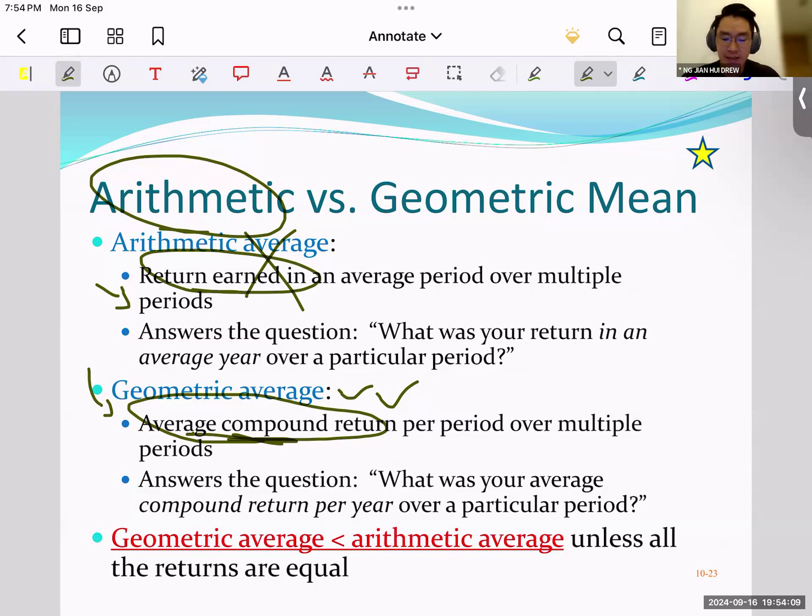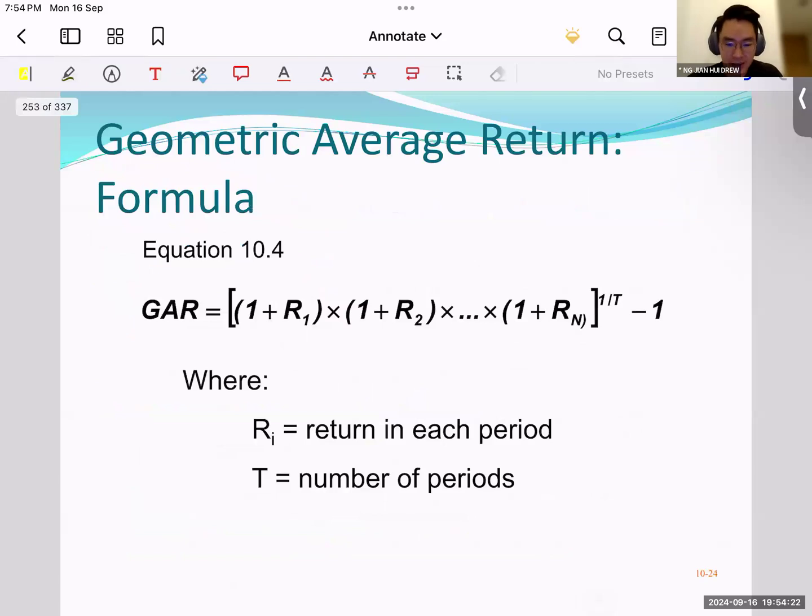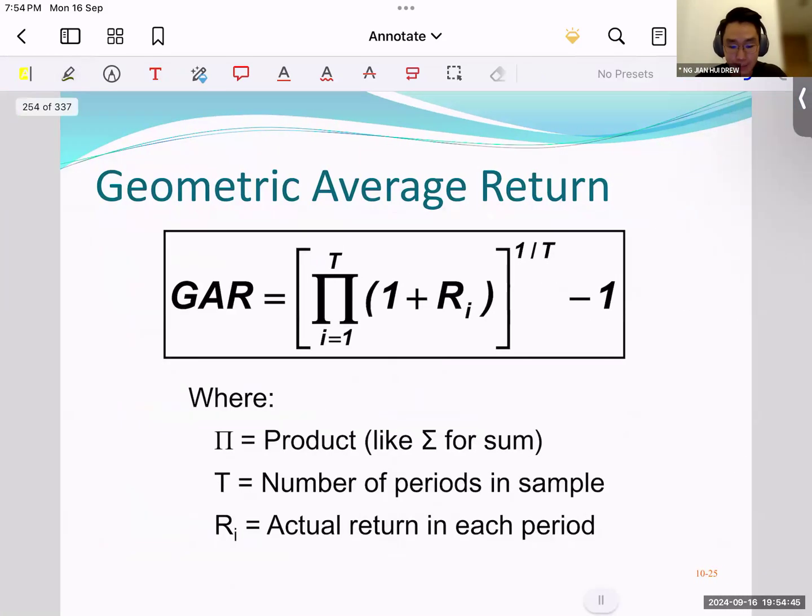Geometric mean is always less than arithmetic mean, unless all the returns are the same. And then maybe the question is, how do we calculate geometric mean? There is this formula here. It looks a bit scary, don't worry, we have an example to illustrate. Basically, we take 1 plus the first return, times 1 plus the second return, you multiply all of it up, and then you take the power of 1 over the number of returns, then you minus 1. This might look a bit complicated, but do not worry. Let's look at an example.